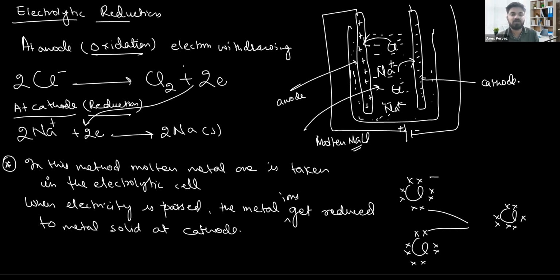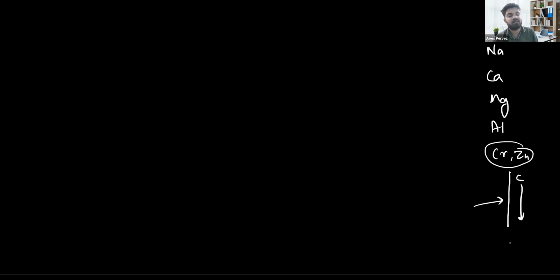Now the next one is electrolytic reduction. As you are very much familiar, there are metals that are above chromium and aluminium, like potassium, sodium, calcium, magnesium, and then aluminium, then chromium and zinc. Up to this one we can reduce with the help of aluminium, and the mid-reactive metals we can reduce with the help of carbon. And the metals that are below hydrogen can be obtained with just simple roasting.